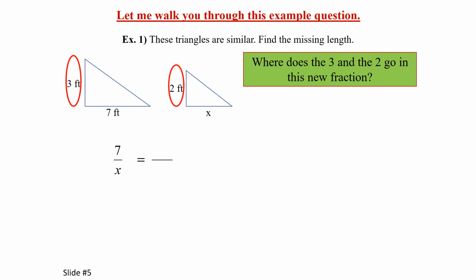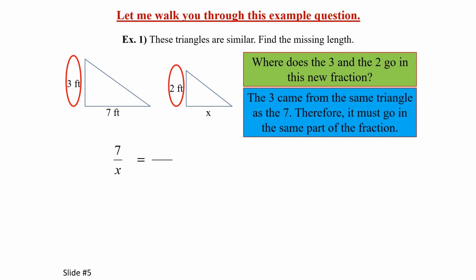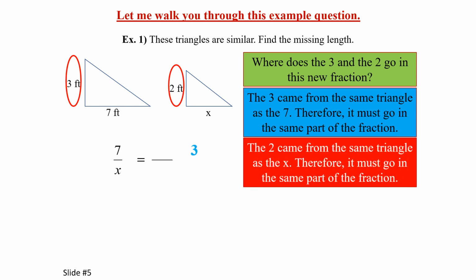Where does the 3 and the 2 go in this new fraction? The 3 came from the same triangle as the 7. Therefore, it must go in the same part of the fraction. Since the 7 was in the top, the 3 goes in the top. The 2 came from the same triangle as the x. Therefore, it must go in the same part of the fraction. So the 2 goes in the bottom of this new fraction.